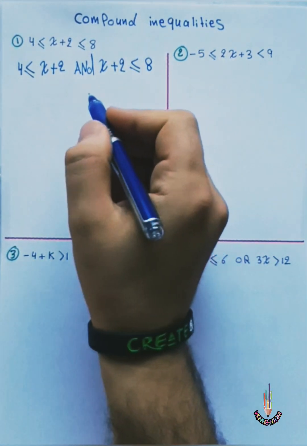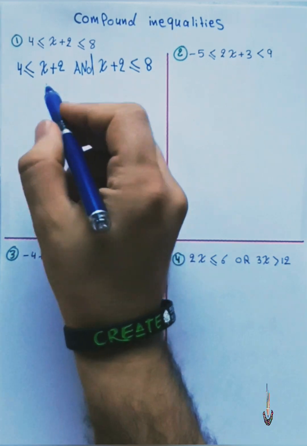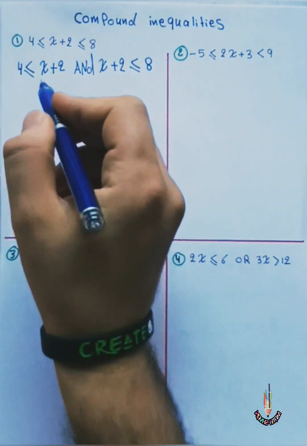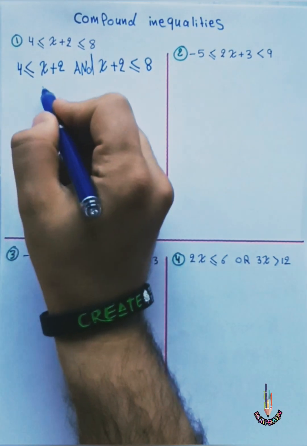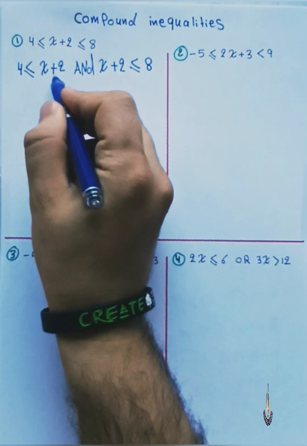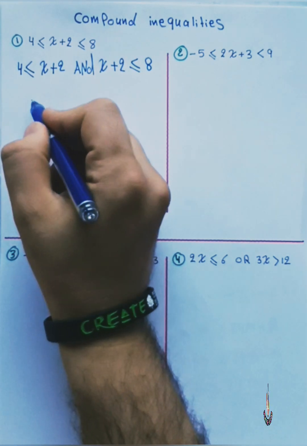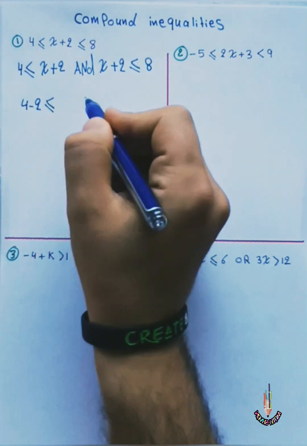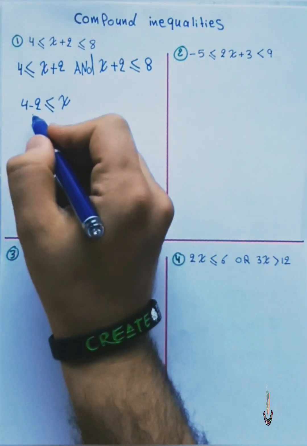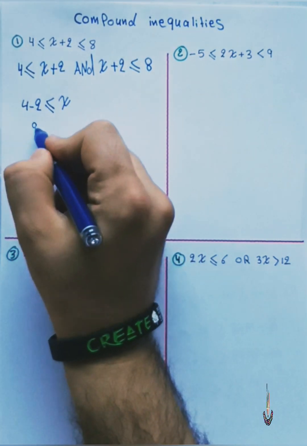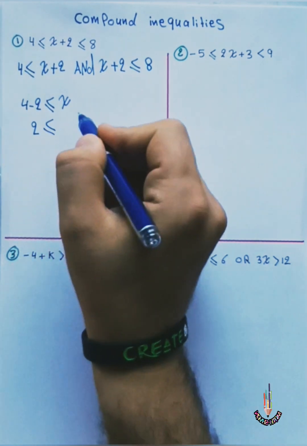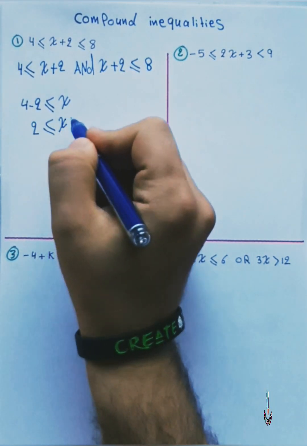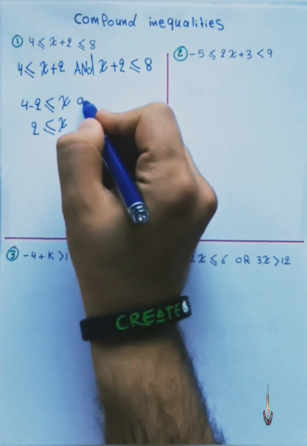After that, we have to solve each inequality apart. We have to solve 4 is less than or equal to x plus 2. So we can move the positive 2 to the left side like that: 4 minus 2 is less than or equal to x. 4 minus 2 equals 2. So the value for the left side: x is greater than or equal to 2, and this is "and".